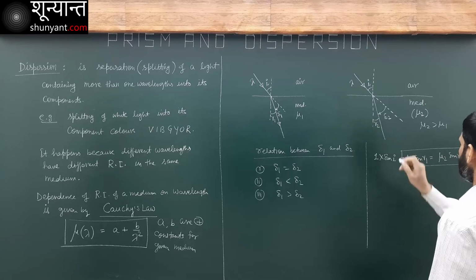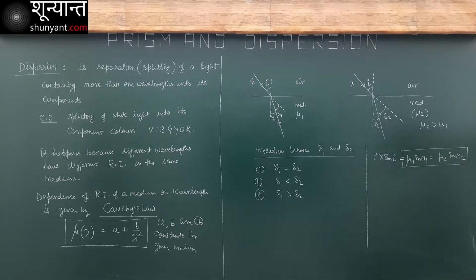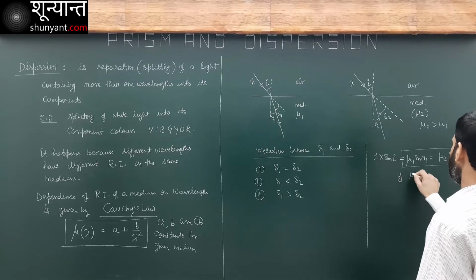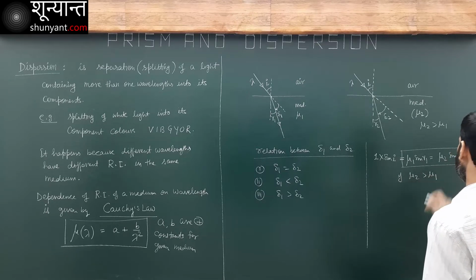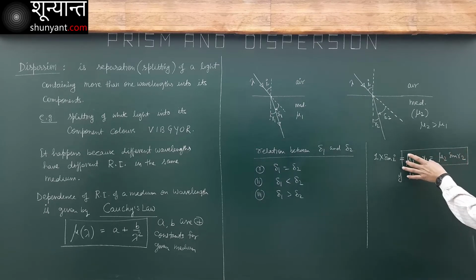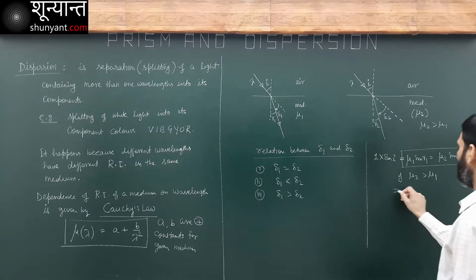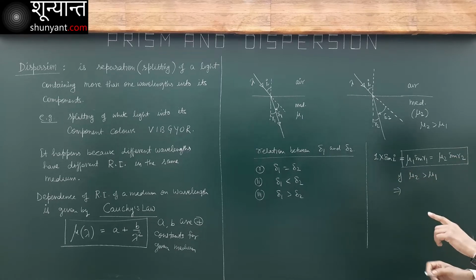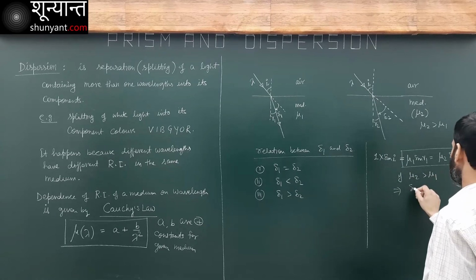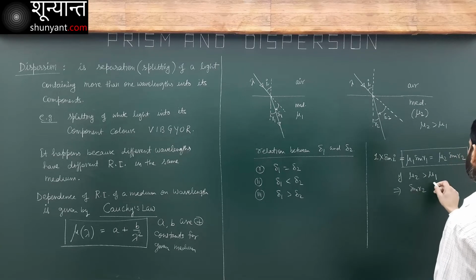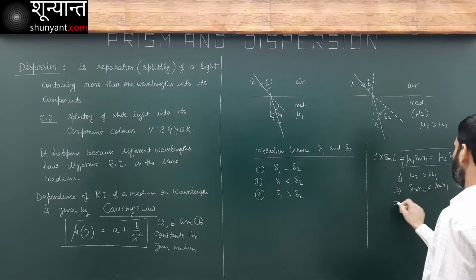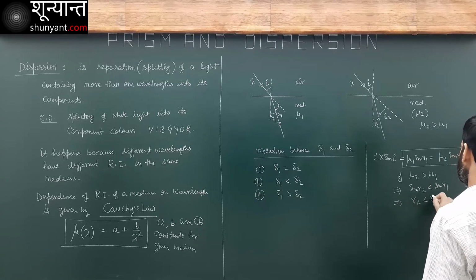Both are going to be same. Now, if mu2 is more than mu1, so this product is going to be same, mu1 sin R1 equals mu2 sin R2. Now, if this mu2 is more, and the product has to be constant, in that case sin R2 should be less than sin R1. That means R2 should be less than R1.